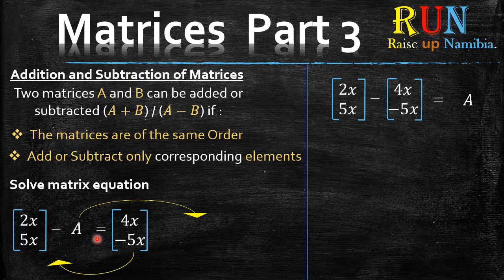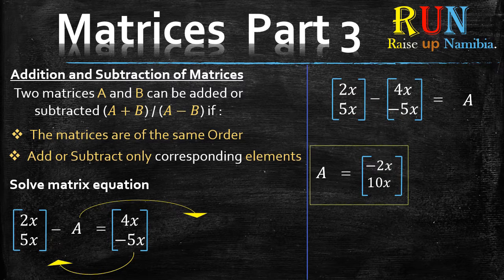Since the A was on the left-hand side as a negative A, and we took it to the right-hand side of the equal sign, it becomes a positive A. And this matrix was a positive matrix, but we took it to the left-hand side of the equation, so it became a negative matrix. From here, it's a simple linear equation again, which we can solve using the rules we discussed earlier, just by saying A equals 2x minus, now we remember we are subtracting the corresponding elements. So 2x minus 4x will give you negative 2x. 5x minus negative 5x will give you 10x. And that's simply your final answer. Easy, isn't it?